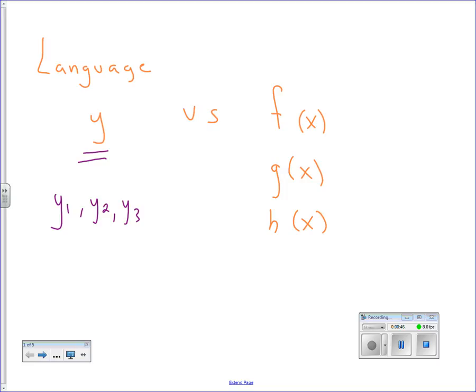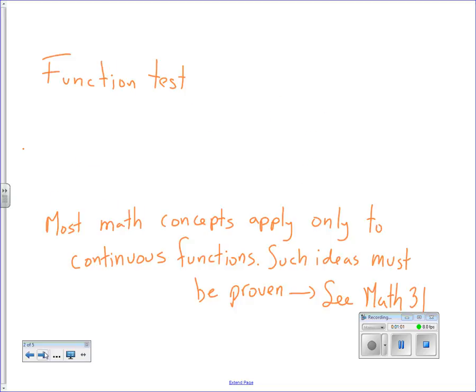So this reads, I'm talking about function f, and I'm going to plug in x values. I'm talking about function g, and I'm going to plug in x values. I'm talking about function h, and I'm going to plug in x values. Remember, this is just a summary of what is going to come in the lesson today.